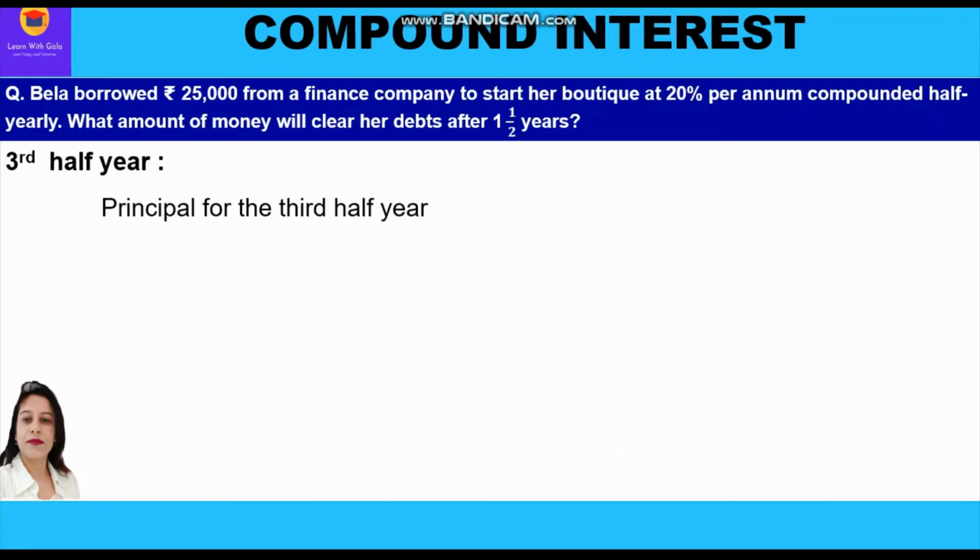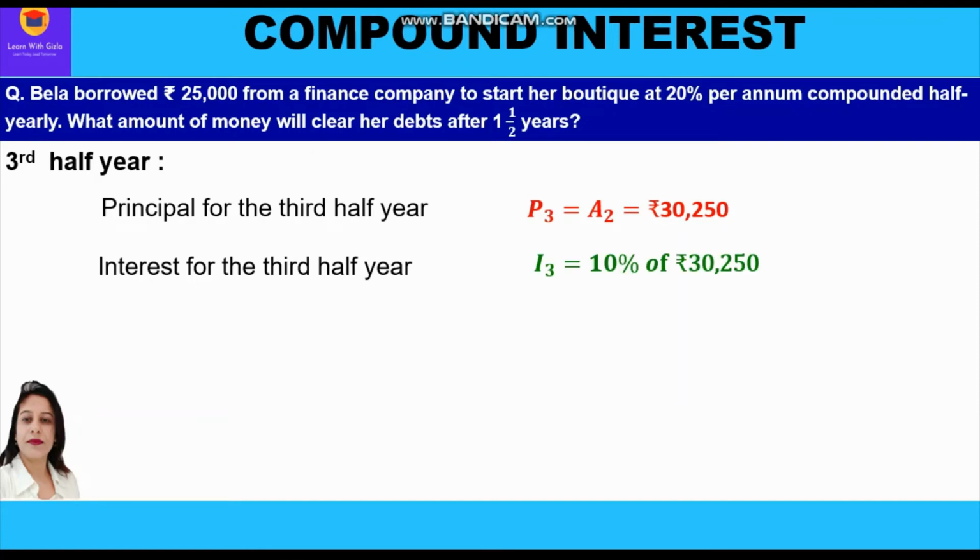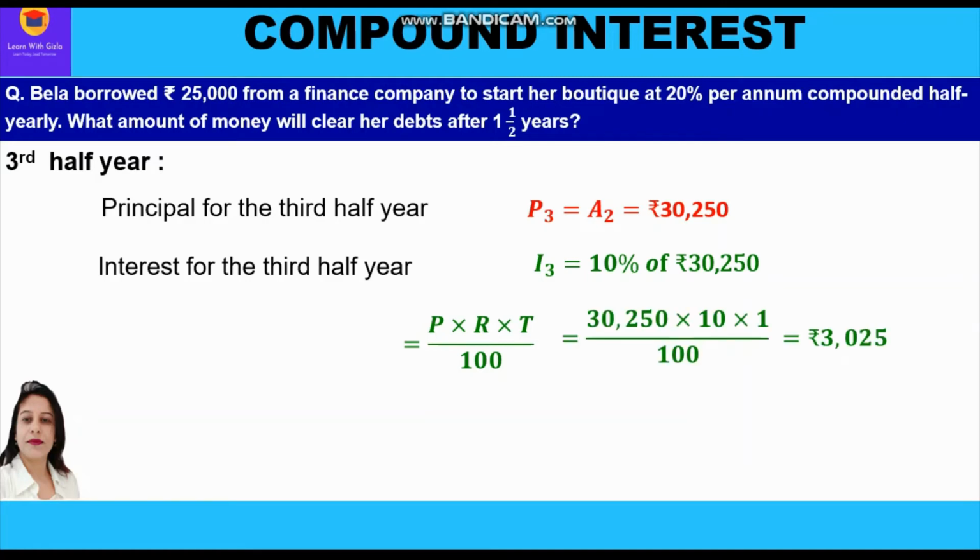Now when we'll see the third half year, the principal is rupees 30,250. Now interest will be calculated at the rate of 10% on this new principal, that is rupees 30,250, and we shall again apply the formula of simple interest, that is PRT upon 100 for 1 half year. So 30,250 into 10 into 1 upon 100 is equal to rupees 3,025. So this is the interest which we have calculated for the third half year.